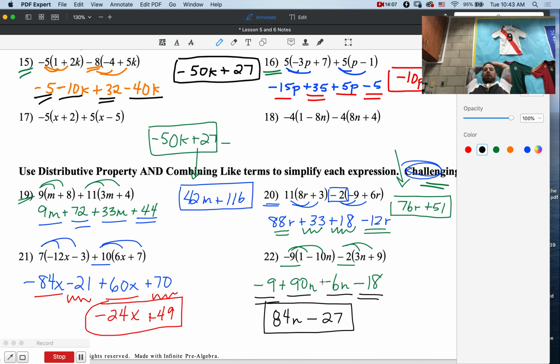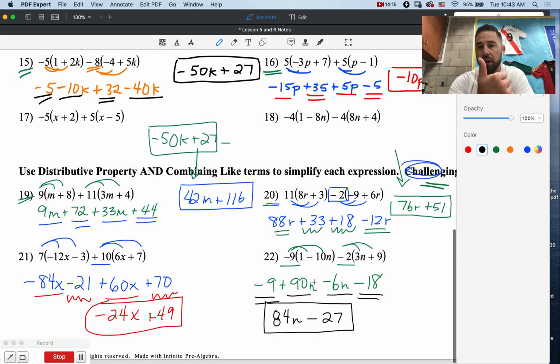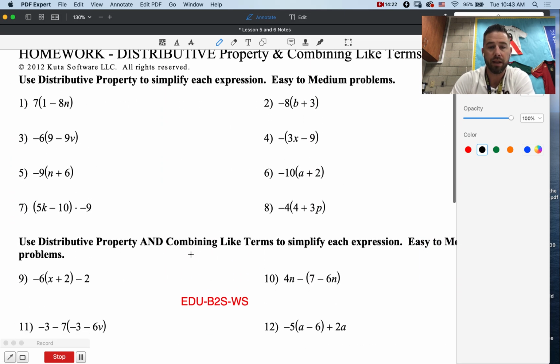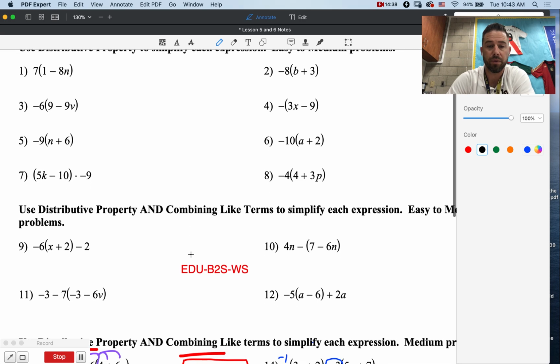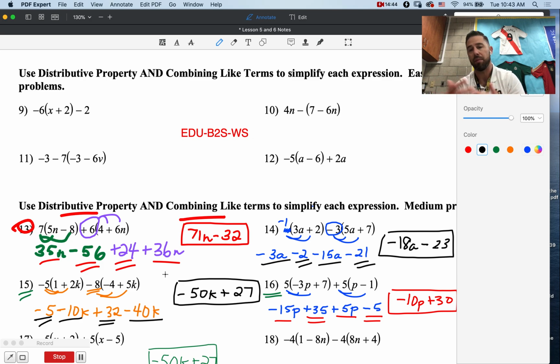That's our lesson right there. Last lesson of the week. If you look, we did a lot of stuff. We did combining like terms at the beginning of the week. Then we did distributive property, which was simple, right? Then we did combining like terms and distributive property together, right, in some easier problems. And then we've got some double distributive property with combining like terms.